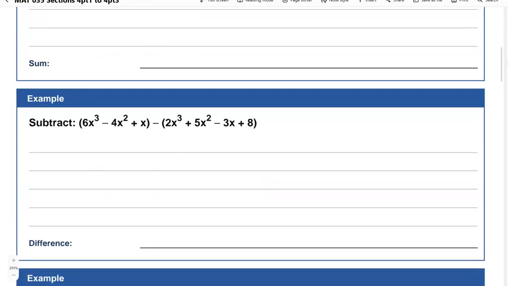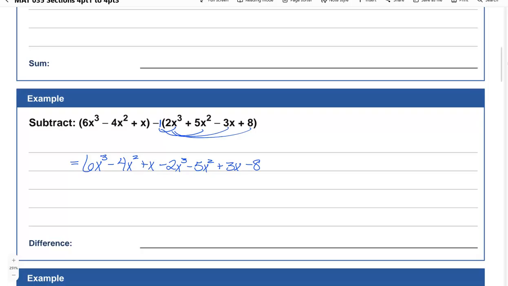Subtraction, you have to be careful with the negative. So that negative here is understood to be a negative 1 that we would distribute to all the terms. So I'm going to first do a rewrite. So I have 6x cubed minus 4x squared plus x. And I'm going to distribute that negative. So I'm going to have minus 2x cubed minus 5x squared plus 3x minus 8.